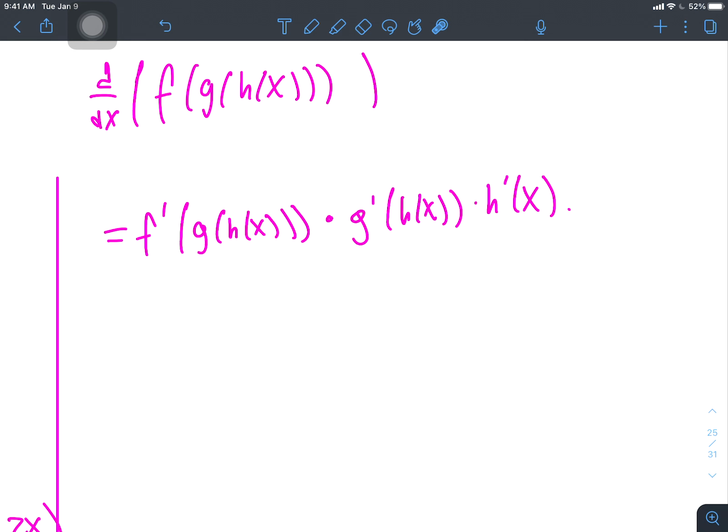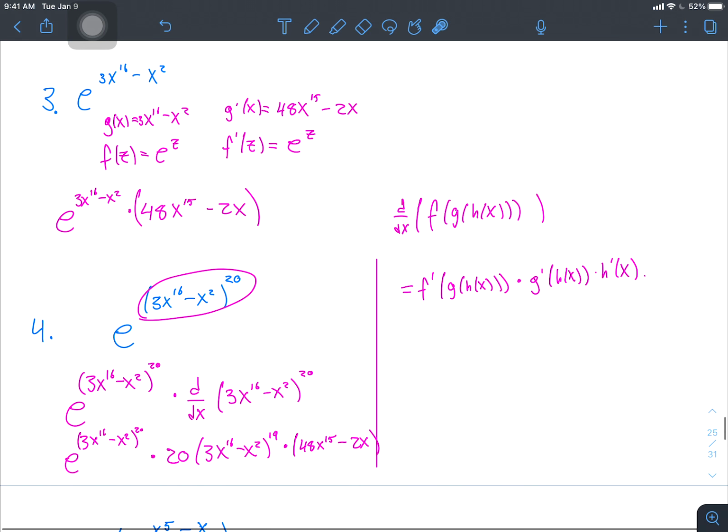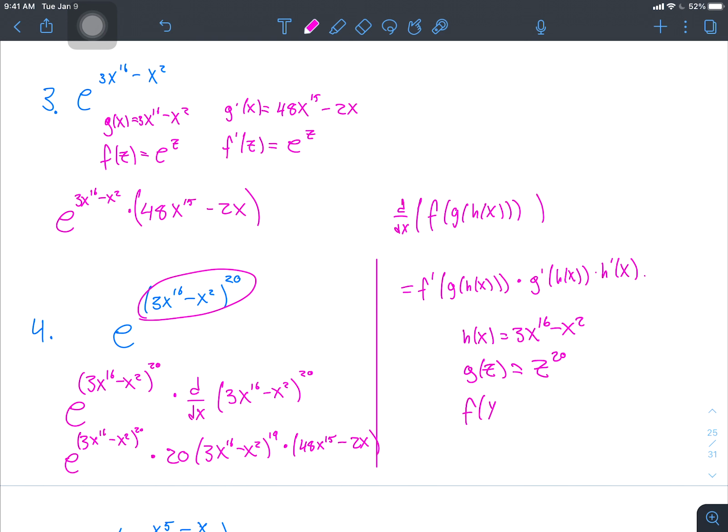And in this case, you just need to identify what is f, what is g, what is h. For our particular problem, h of x would have been the innermost 3x^16 minus x squared. g of z would have been z to the 20th, and f of y would have been e to the y.